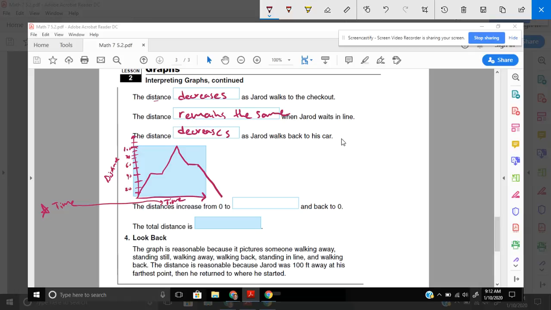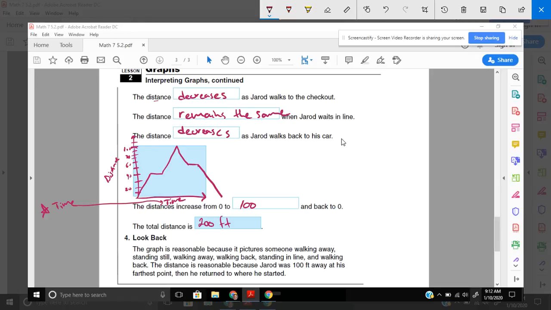Okay, so the distance increases from 0 to 100 and then back to 0. 0 to 100 and back to 0. So the total distance he went was 100 feet this way, and he went 100 feet this way for a total of 200 feet. Went 100 in, 100 out.